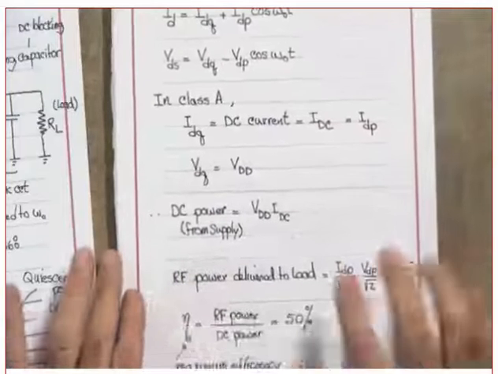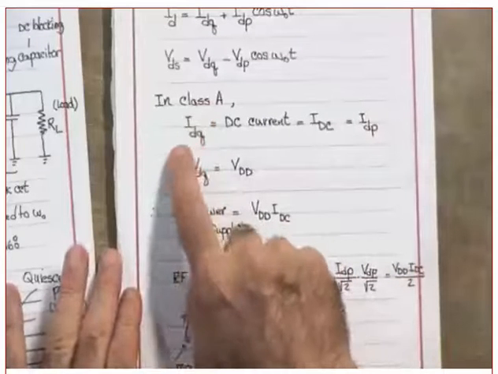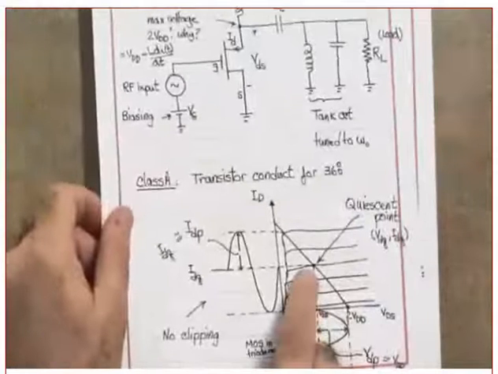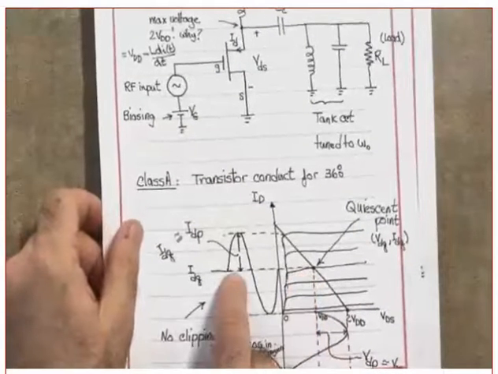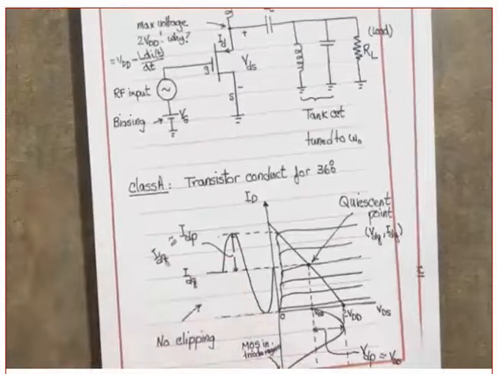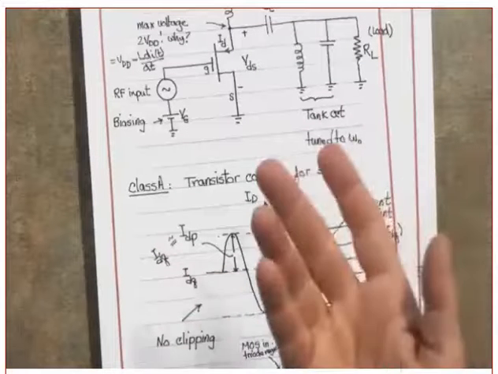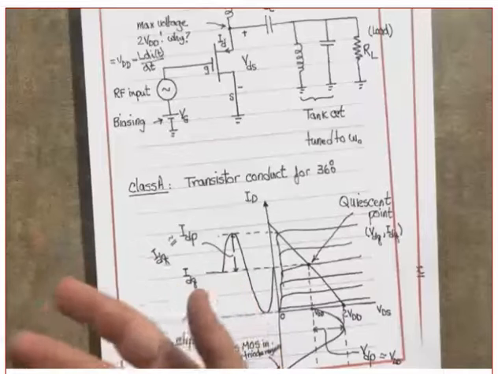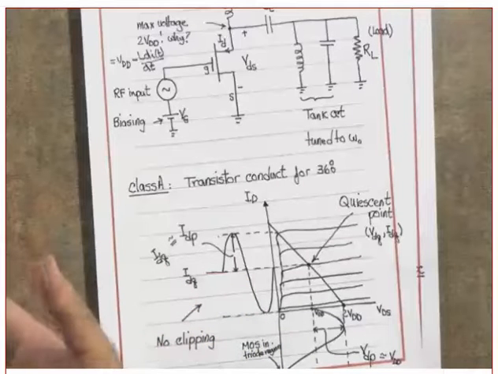Now, let's see if you can help me. In a class A, what is the DC current? First of all, what is the IDQ? Because we are biasing the transistor in the middle, the IDQ is approximately equal to IDC. Why are we interested in the DC current? We are interested in the DC current because we need to calculate the DC power.